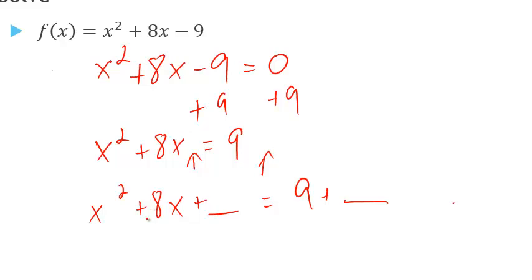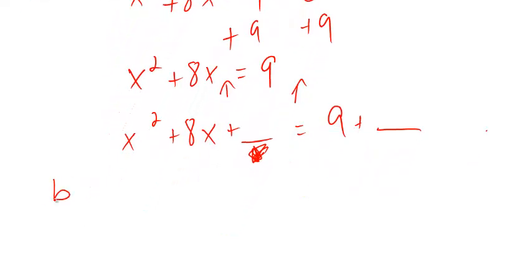We have x squared plus 8x plus blank equals 9 plus blank. Now we need to fill in our blanks. Remember our blank is b divided by 2a, squared. b divided by a is just 8, so 8 divided by 2 is 4.